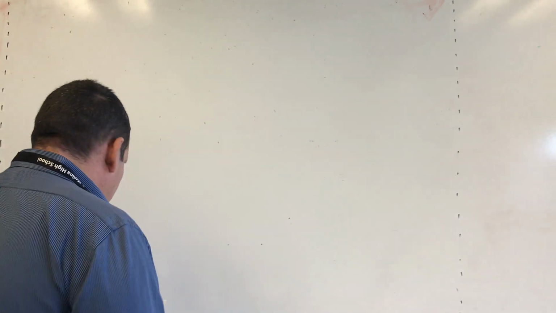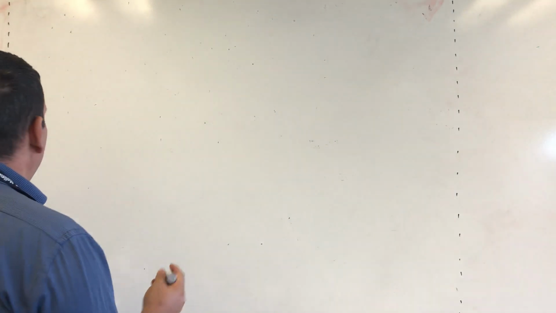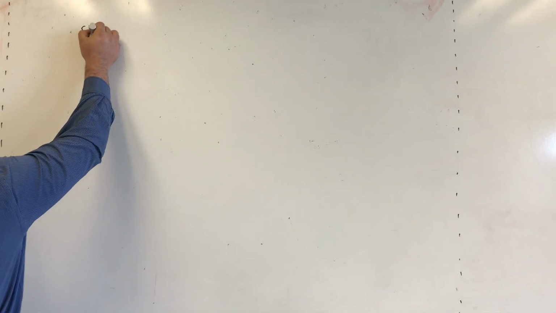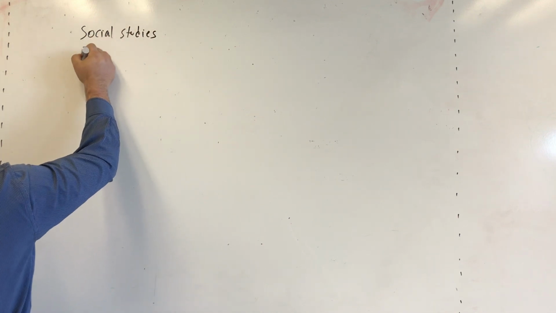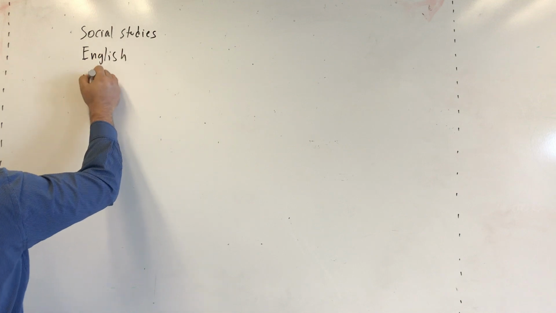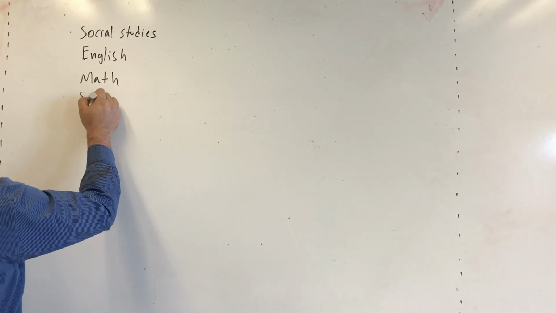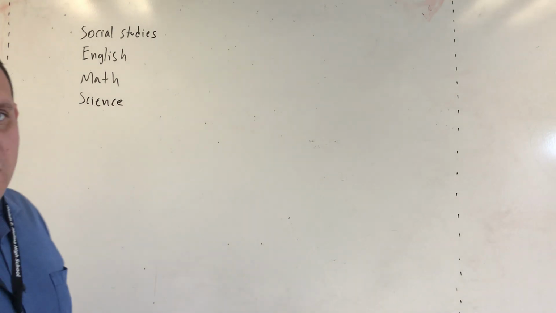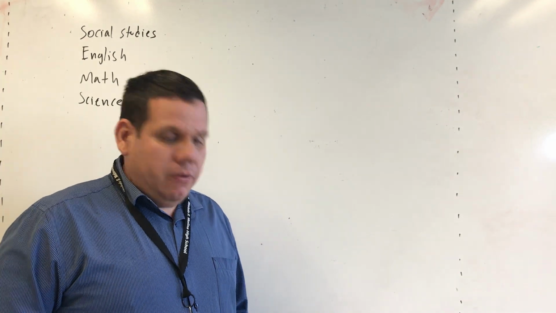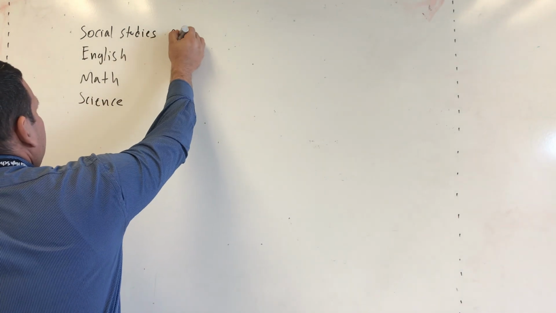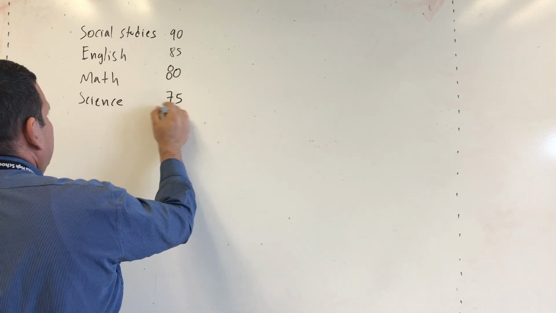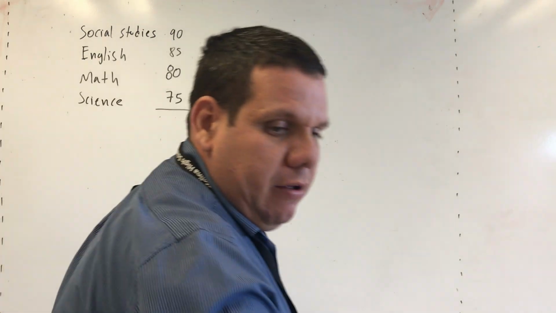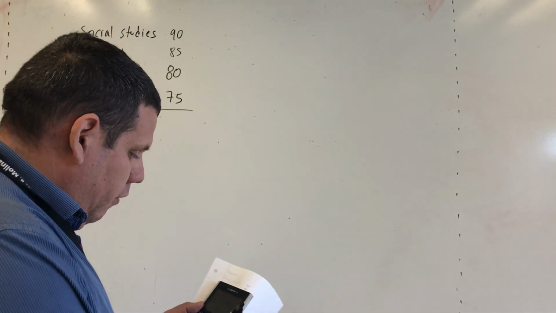Okay, so starting with this topic real quick, I have 4 core subjects, and my core subjects are social studies, English, math, and science. All right, so what if I want to get the average of my subjects? So if I have 90, 85, 80, and 75, basically what I need to do is to take my calculator and make the addition of those numbers.